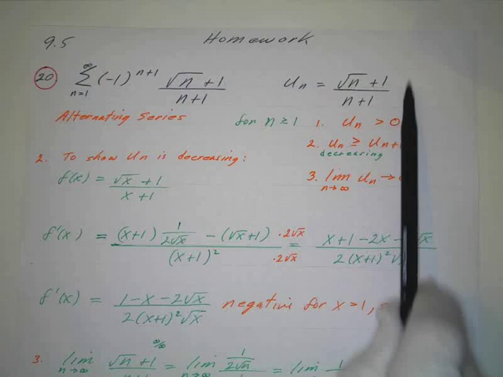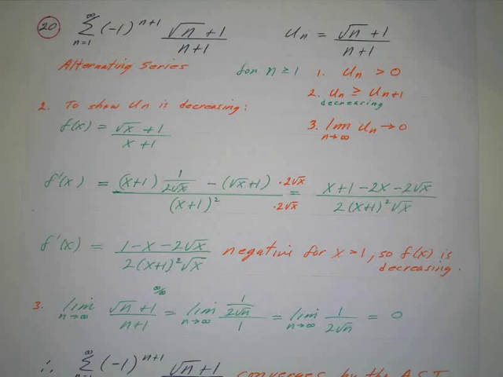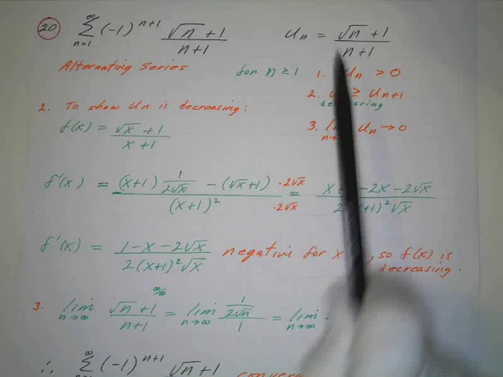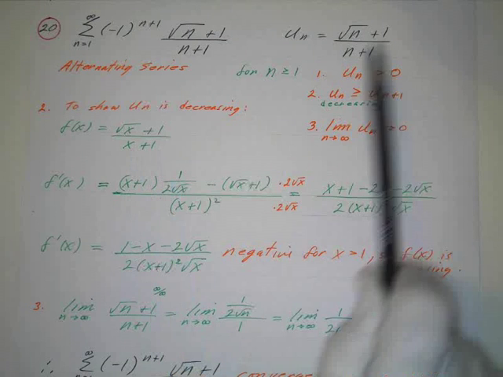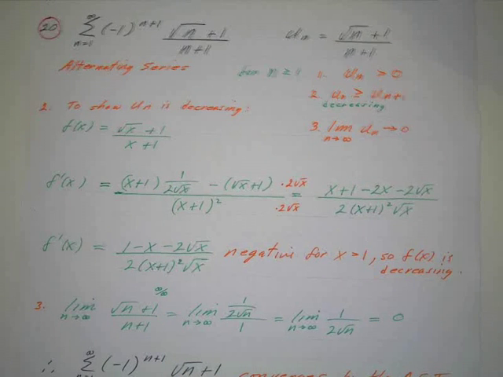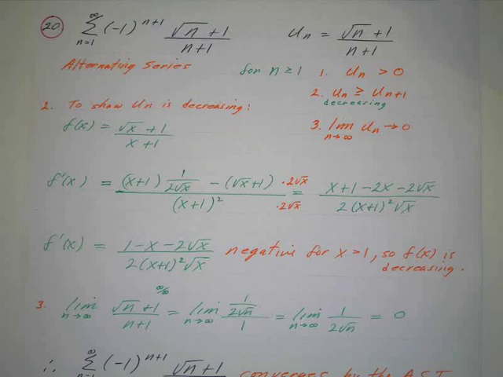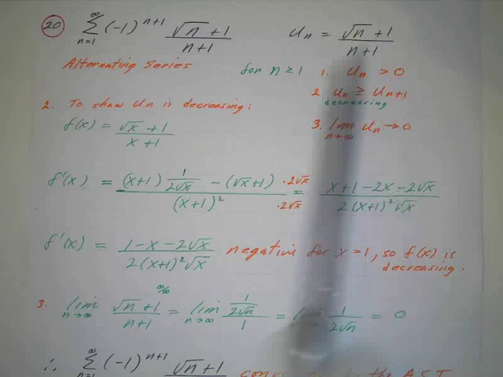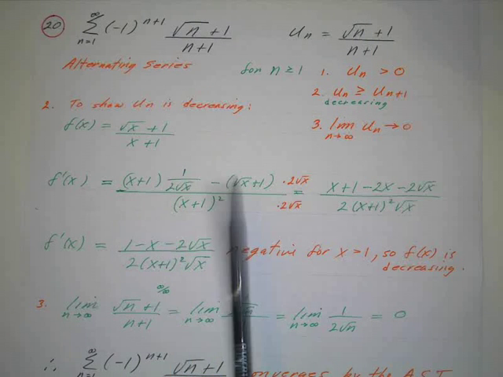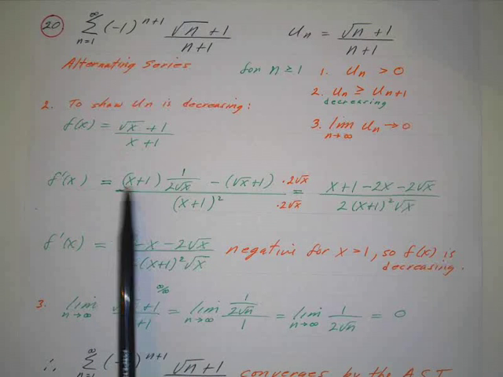Let's say we weren't too sure and we wanted to show that this was decreasing for all n. So we would just take a look at this function, f of x equals the square root of x plus 1 over x plus 1, and let's take the derivative and show that if the derivative is always negative, that means the slope is negative. That means the value of the function is decreasing. So that's another way of doing it. We'll take the derivative, which uses the quotient rule.